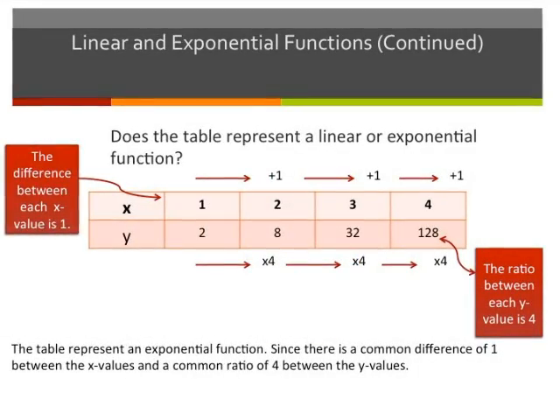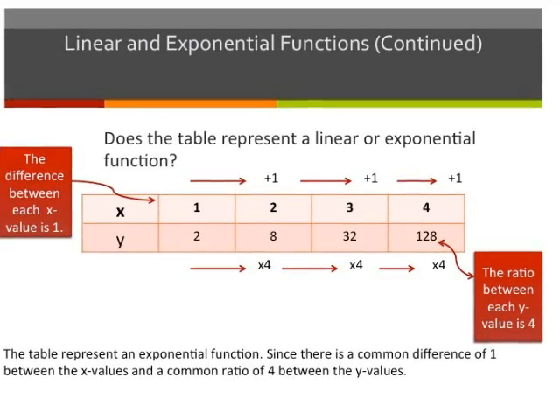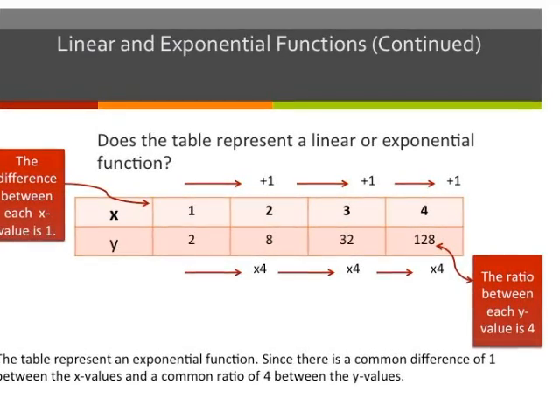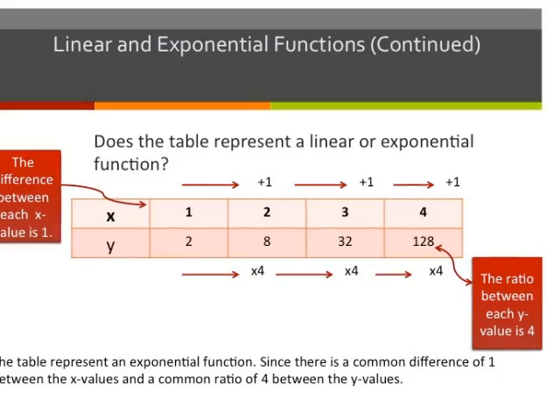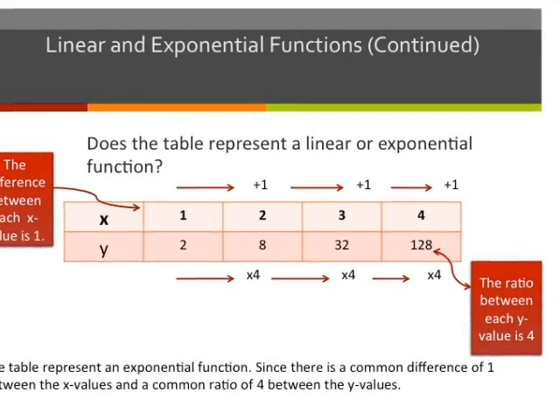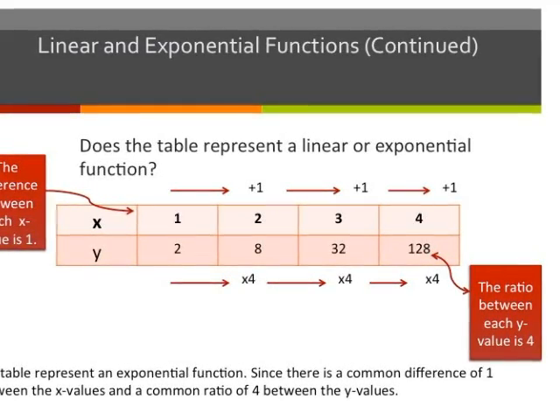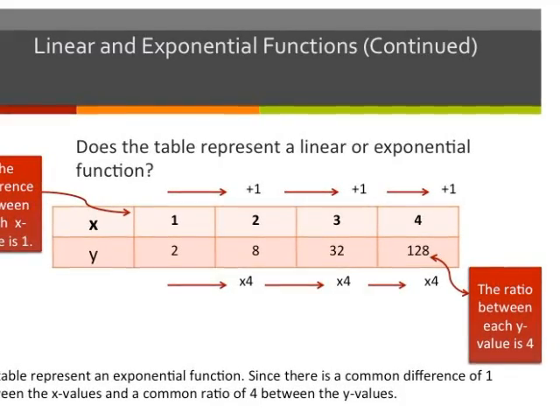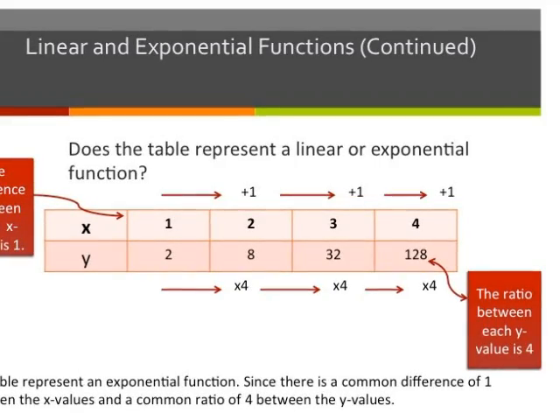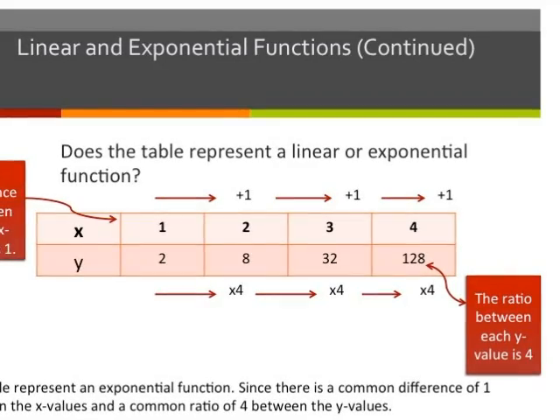Okay, here we go again. Does this table represent a linear or exponential function? Well, once again, we see that the x value is increasing by 1. So the difference between each x value is 1. Now let's look at the y value. Our first y value is 2, and our second is 8. Well, 8 divided by 2 is 4. So let's see if each y value has a common ratio of 4.